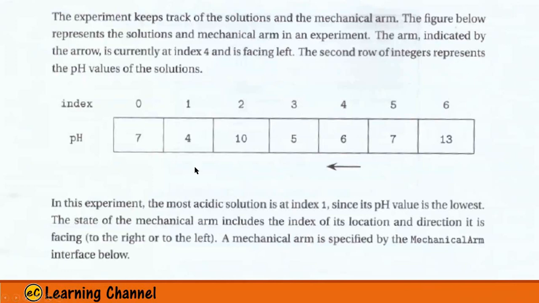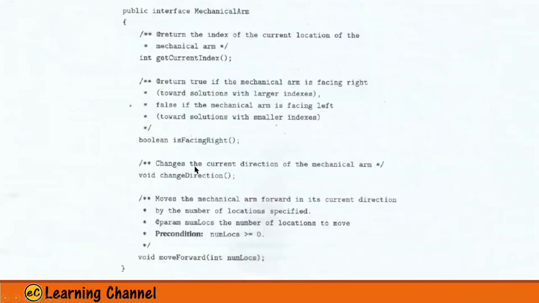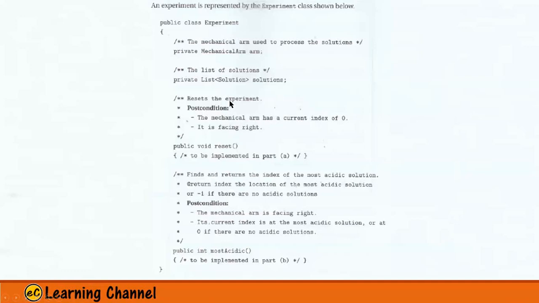But this question is a little bit tough for students because it's hard to figure out what's going on. And this class Experiment has a reset and a mostAcidic. So this one is trying to find the lowest pH value, and there's a reset. But this one does not even implement the arm, mechanical arm and solution. So it actually has a relationship.